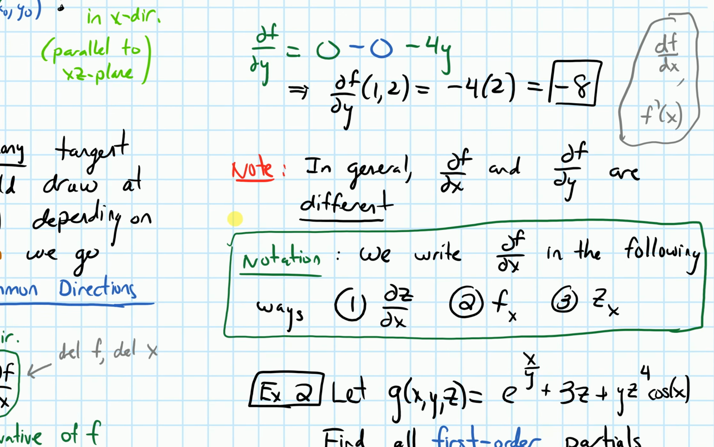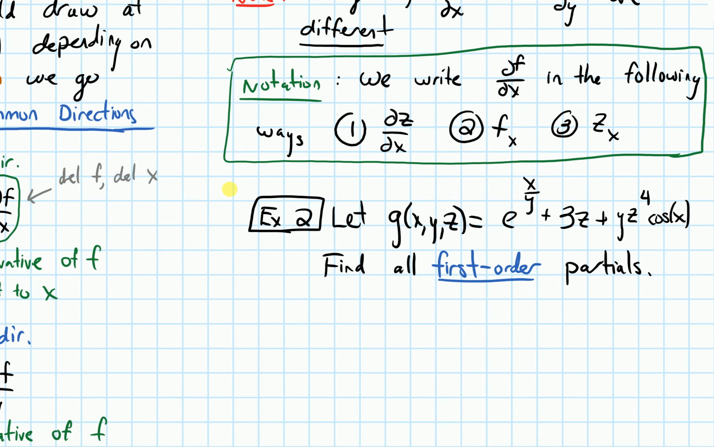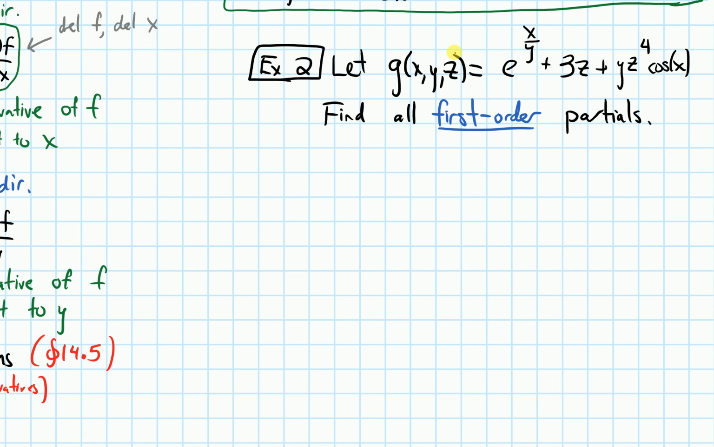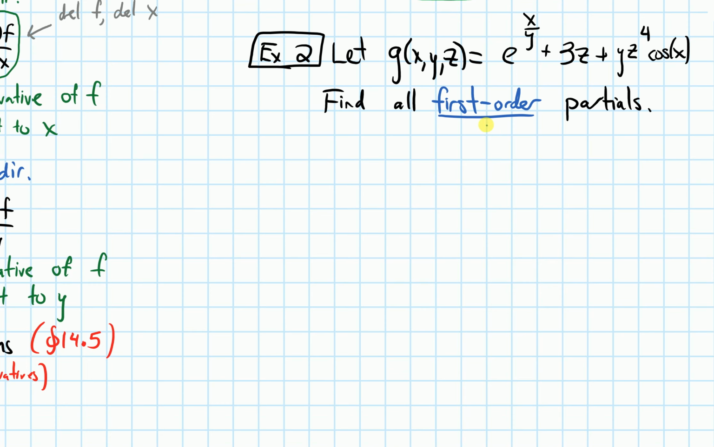All right, let's do another example. So let's say we have a 3-variable function this time. There's an x, a y, and a z, and I want to find all first-order partials. First order means I'm not doing any second derivatives, and we'll talk about how to do that in the next video. Okay, so let's begin with the partial with respect to x. I'm going to practice my other notation. I'll write gx like this.